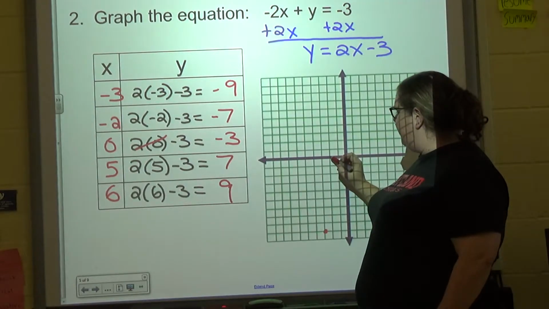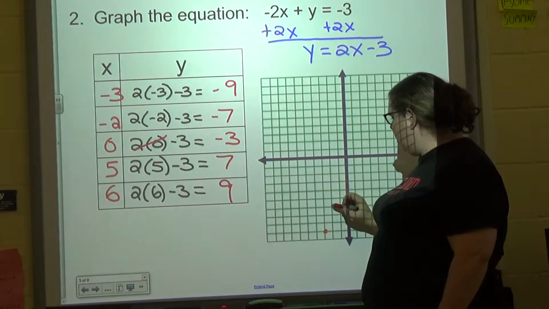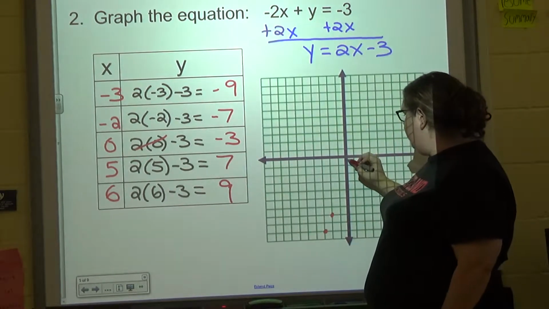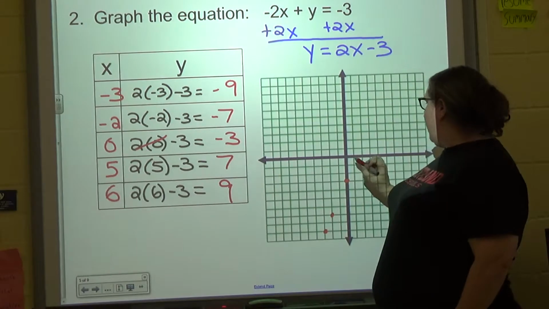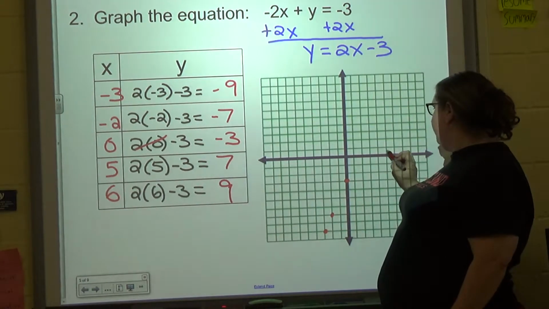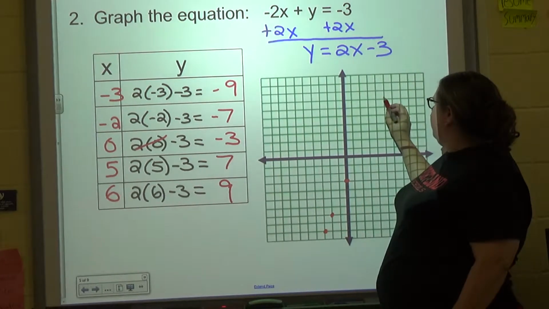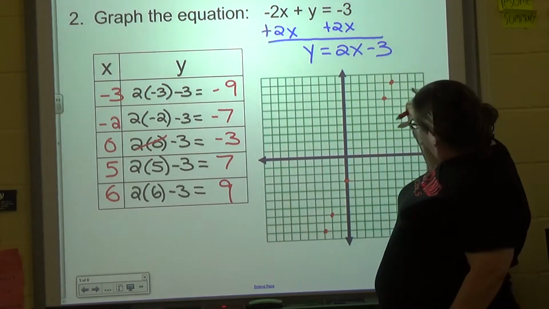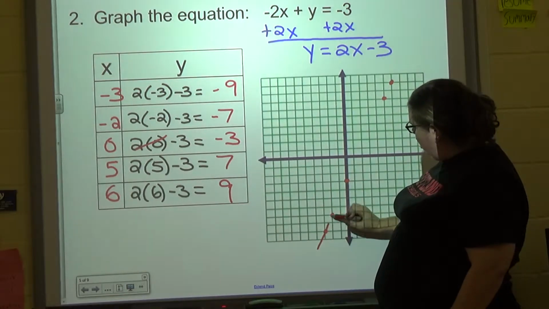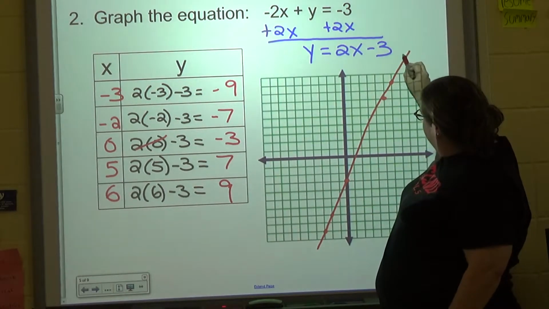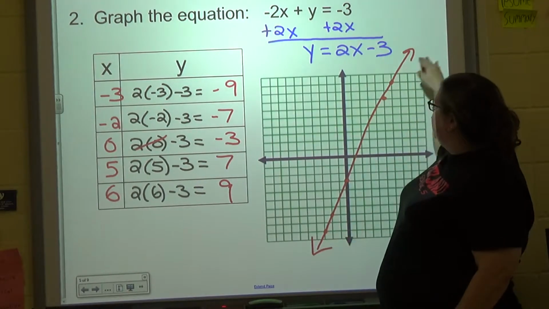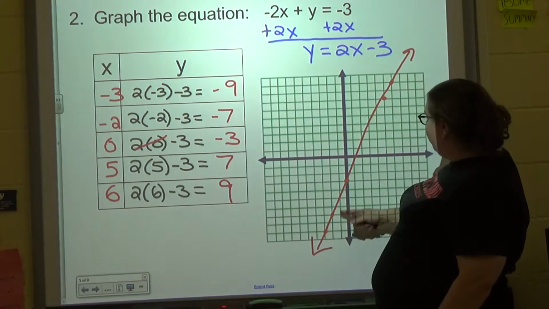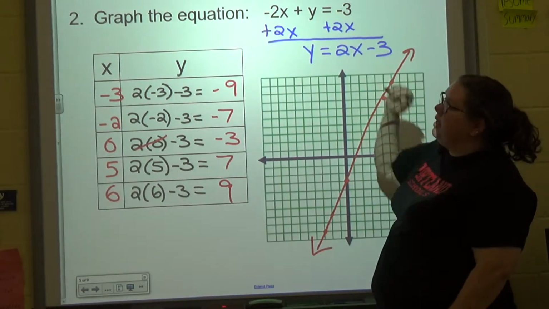Negative 2, negative 7, then 0, negative 3, so just down 3, and 6, 9. So those are some points on my line. Draw it nice and as straight as possible. Extend it, and make sure you put your arrows because those are infinite solutions. Every point on this line is a solution to that equation.